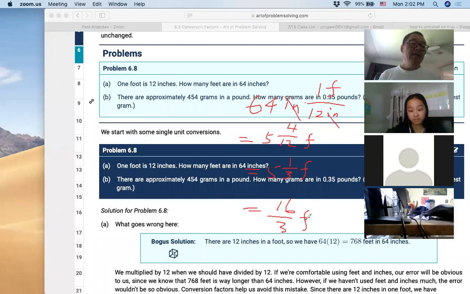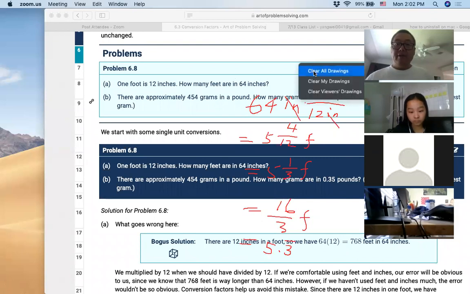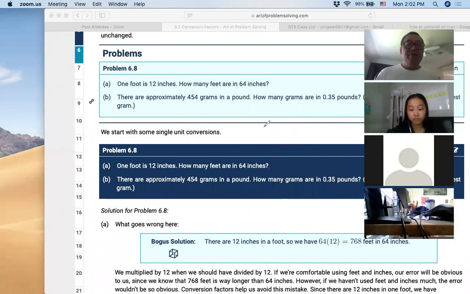But they did not ask you to approximate. So if you write a decimal, you need to write it like this: 5.3, then add a bar above the 3. That means this 3 keeps repeating. Okay, this is A. Now let's see B.